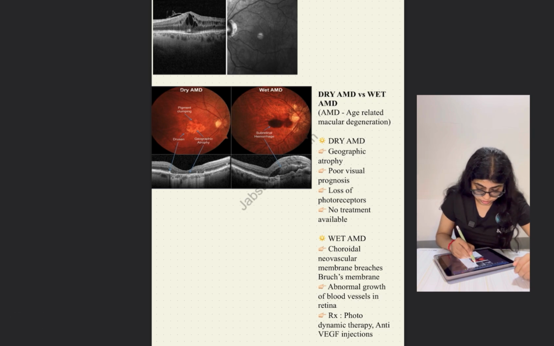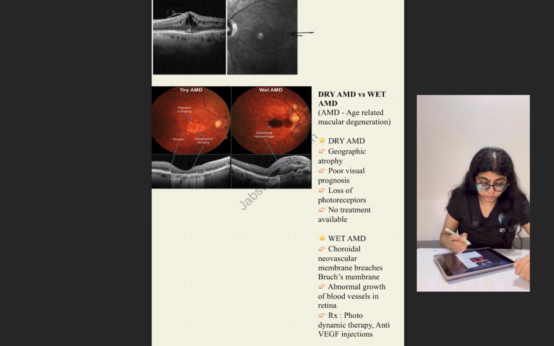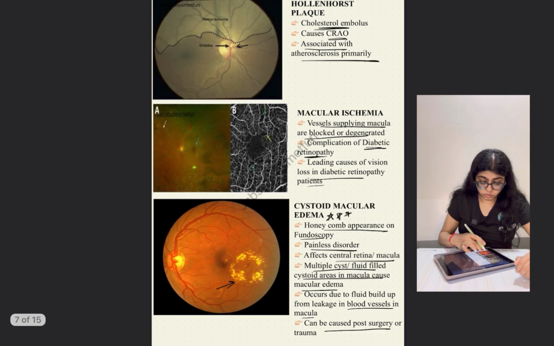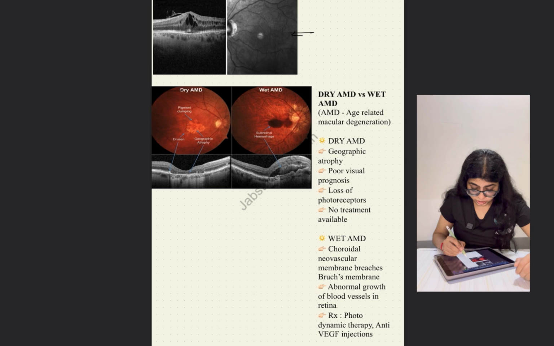So these are some images that also show cystoid macular edema. You can see that there is a flow beneath the membrane. There are fluid-filled cysts. Along with the fundoscopy images, you need to remember these two images as well.